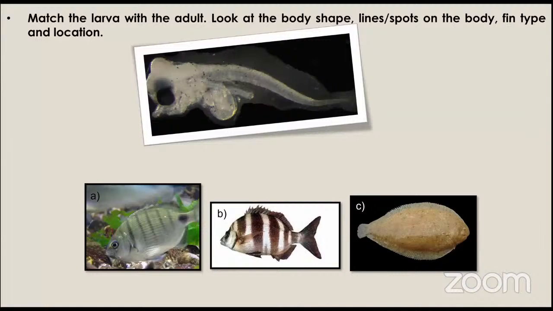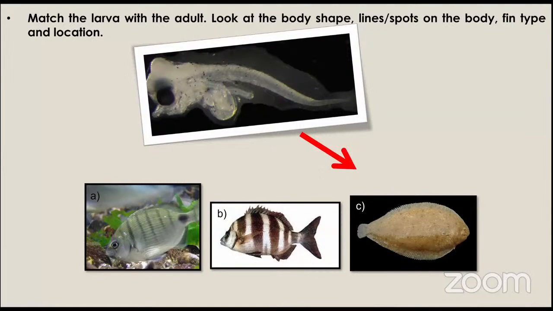So here we have a picture of larvae at the top. I want you guys to guess which adult that larva is coming from. Remember, when we identify fish, we look at different diagnostic characteristics, and these include the spots around their bodies, or sometimes the lines on their bodies. We also look at the shape of their mouth, the shape of their eyes, and also the location of the fins, if it has fins. But that one over there doesn't have fins, so we can't use fins to identify which fish it's coming from.